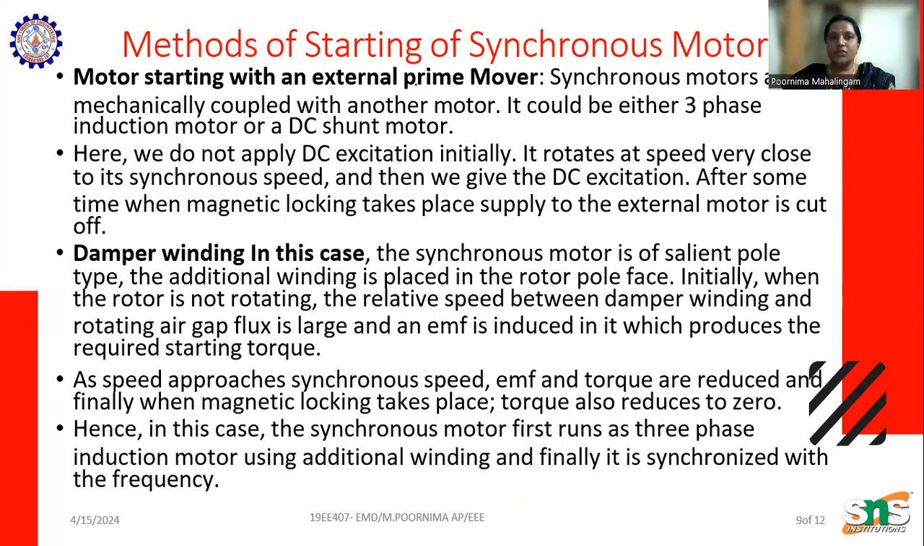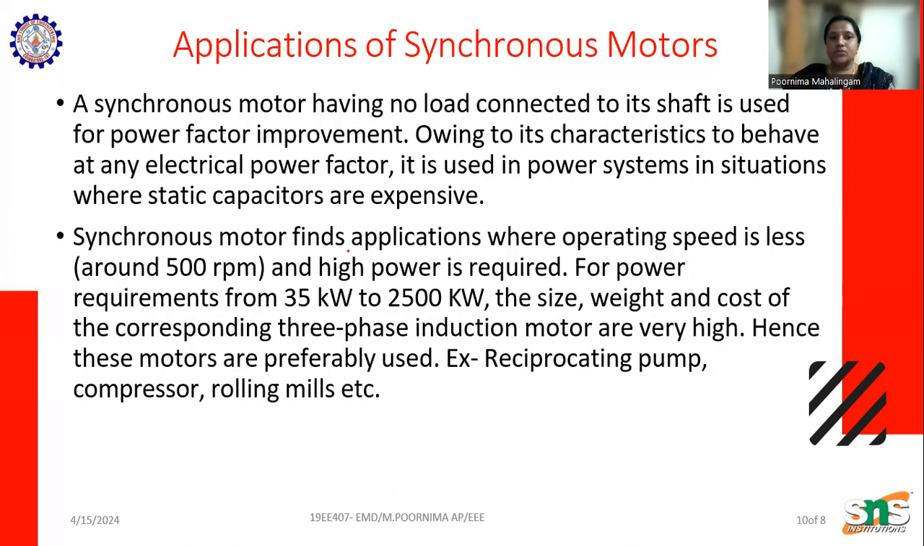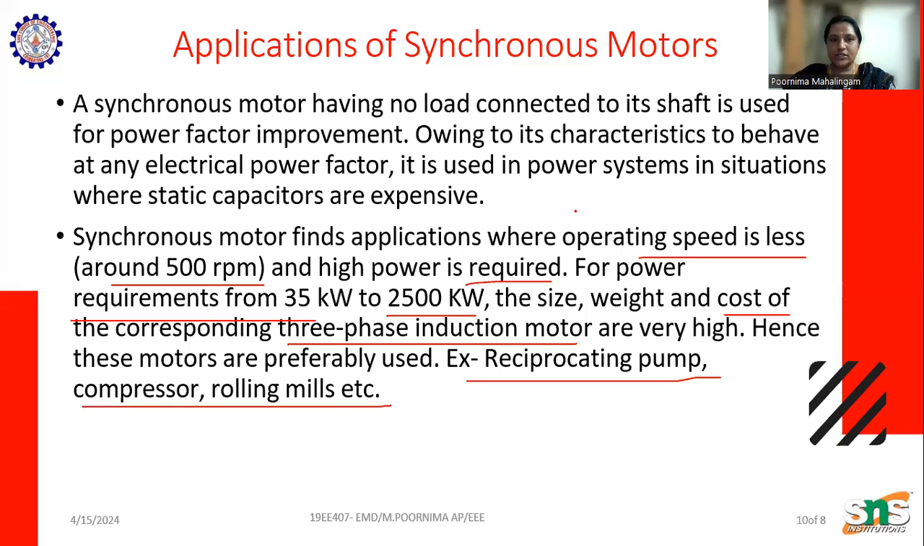This is the method of starting here. We have so many methods, such as an external prime mover and the damper winding. A synchronous motor finds an application where the operating speed is less than around 500 RPM and high power is required. For a power requirement from 35 kilowatts to 2500 kilowatts, the size, weight, and cost of the corresponding three-phase induction motors are very high, and hence the synchronous motor is preferably used. Examples are reciprocating pumps, compressors, rolling mills, etc.